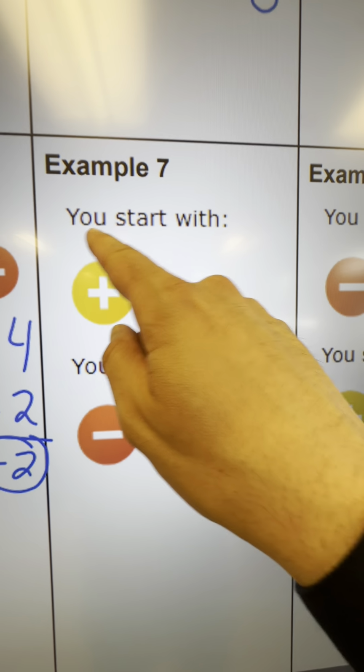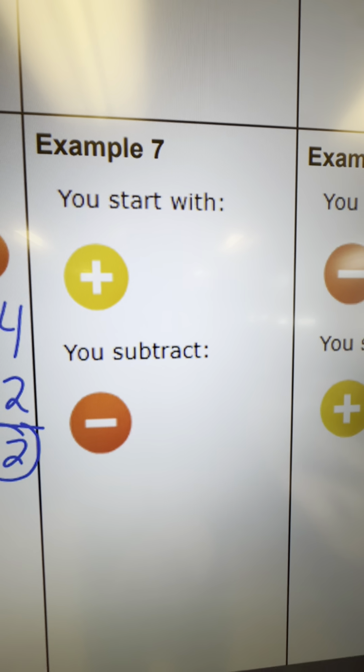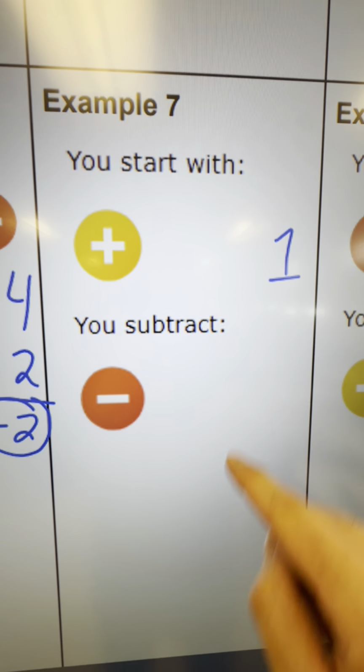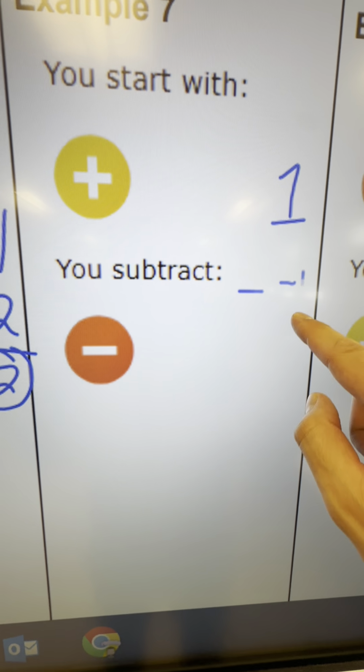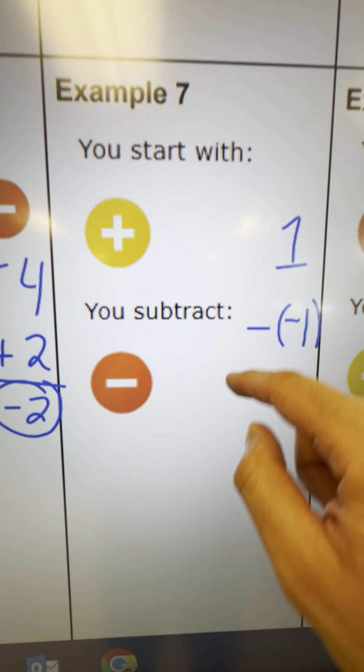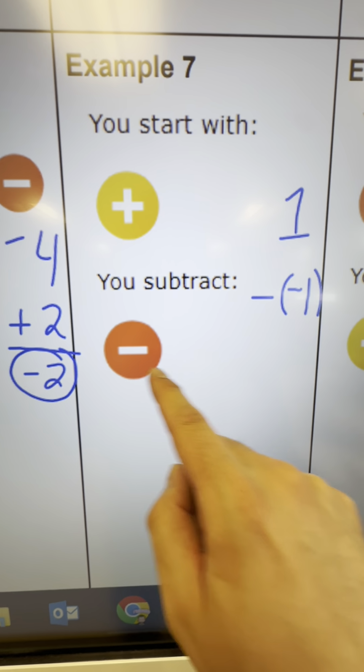All right, in this example, you're starting off with a positive. So we're starting off with positive 1. And they want you to subtract a negative. So a negative 1, right? We only have one negative there. So positive 1 minus negative 1.